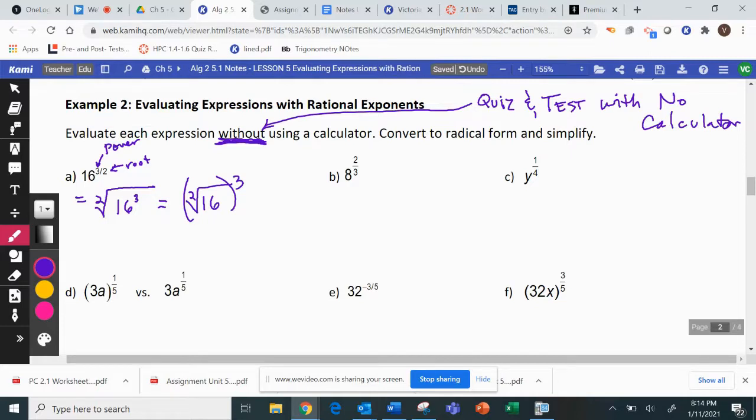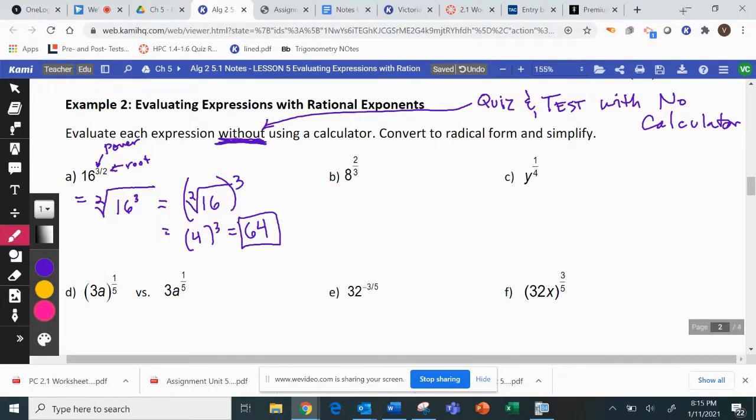So you get to choose which one you want. I'm going to use the one on the right. If I take the square root of 16, that is 4, to the third power is 64, and I'm done. It's a lot easier than trying to take 16 times 16 times 16, and then take the square root of that without a calculator.